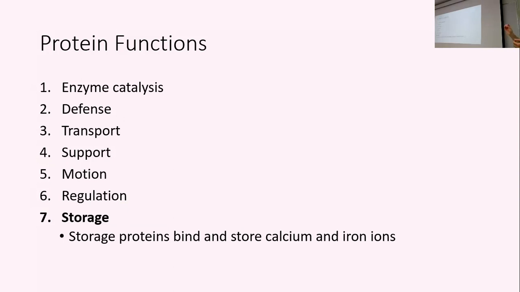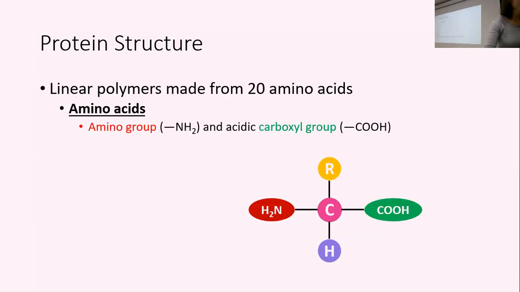So proteins are incredibly diverse in function. And this is because they are incredibly diverse in structure. So we're going to spend a bit of time talking about protein structure, and what characteristics it is about the monomers in proteins that allow them to do all these things. So, basic amino acid. Again, the monomer for proteins is the amino acid.